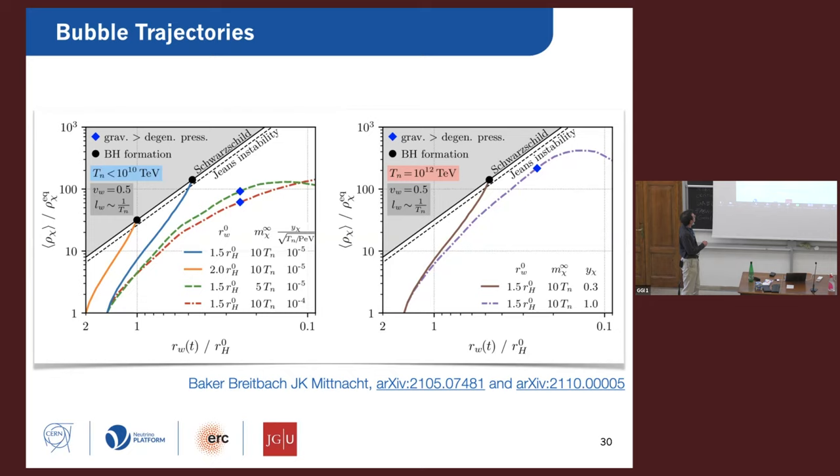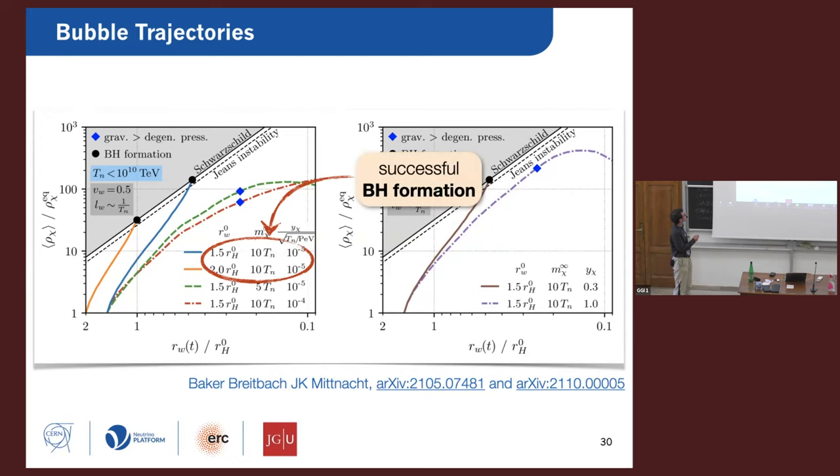And the vertical axis is the particle number density inside the bubble relative to the equilibrium density. So we start out with the equilibrium density, and then for two sets of parameters that I'm showing here, we see that the density increases until at some point the Schwarzschild criterion is satisfied and a black hole forms.